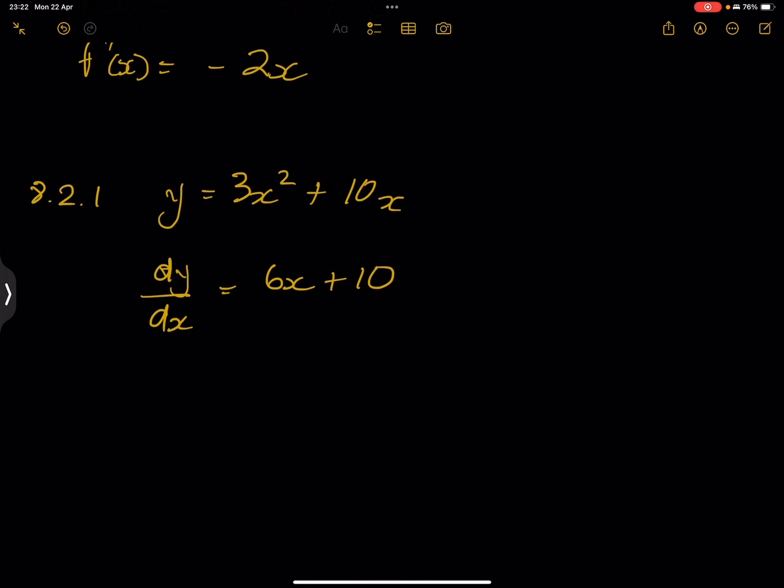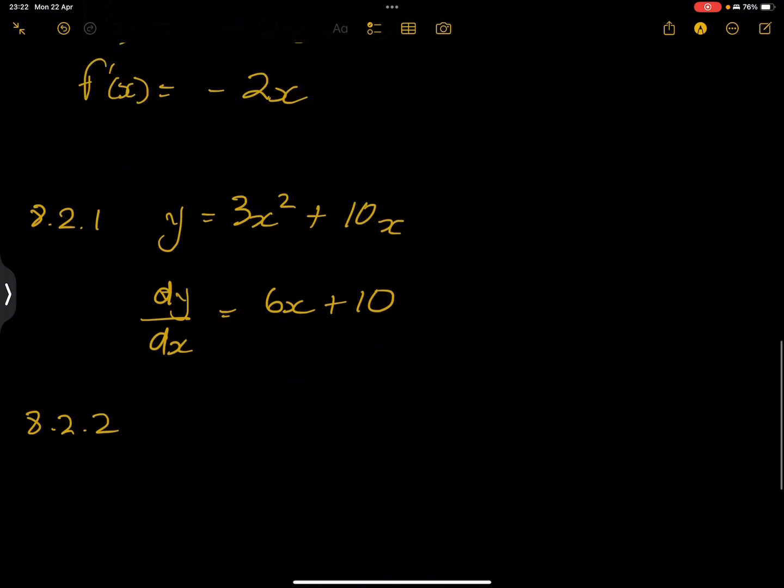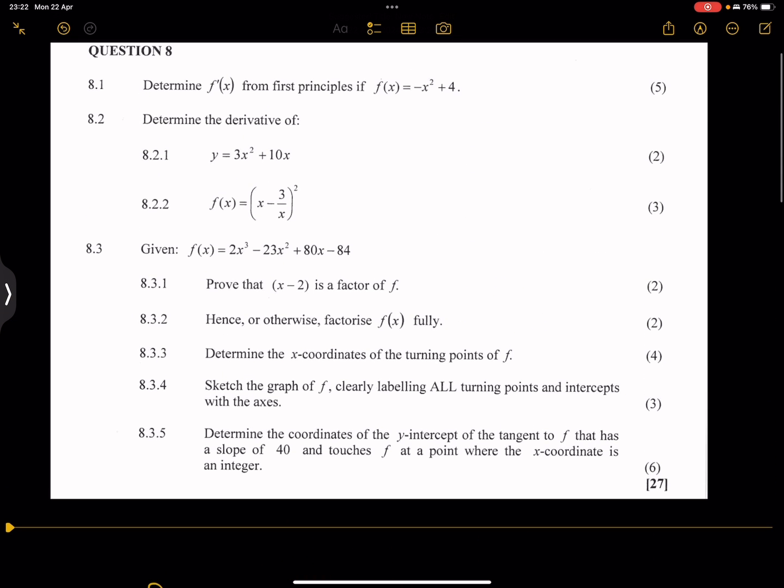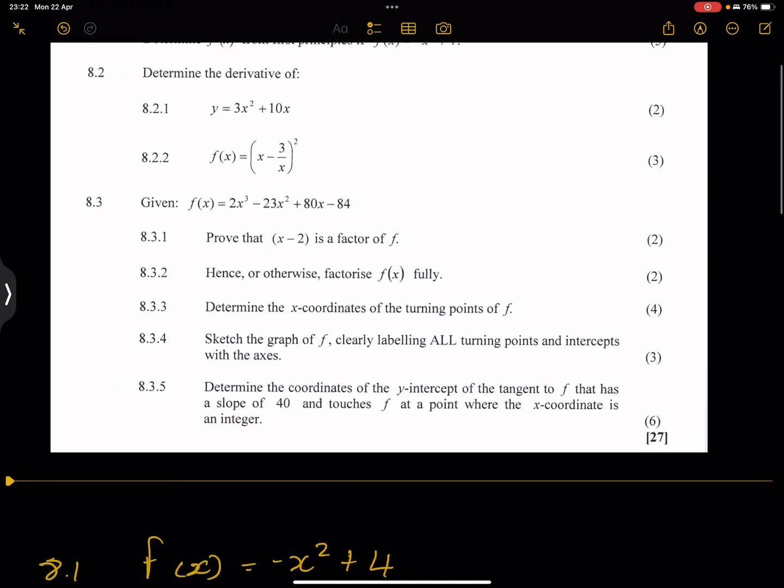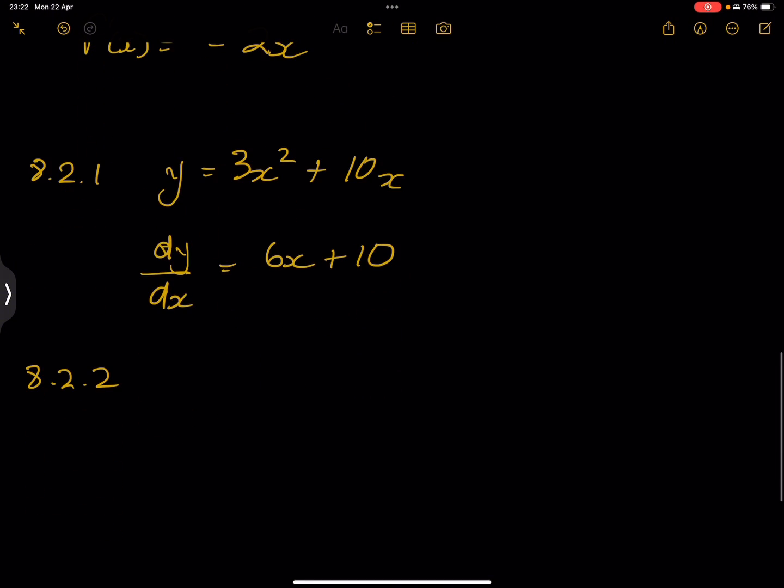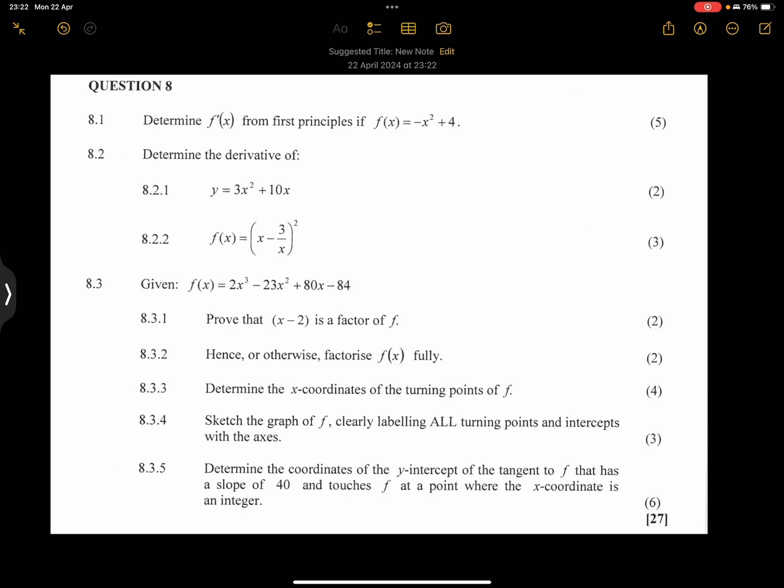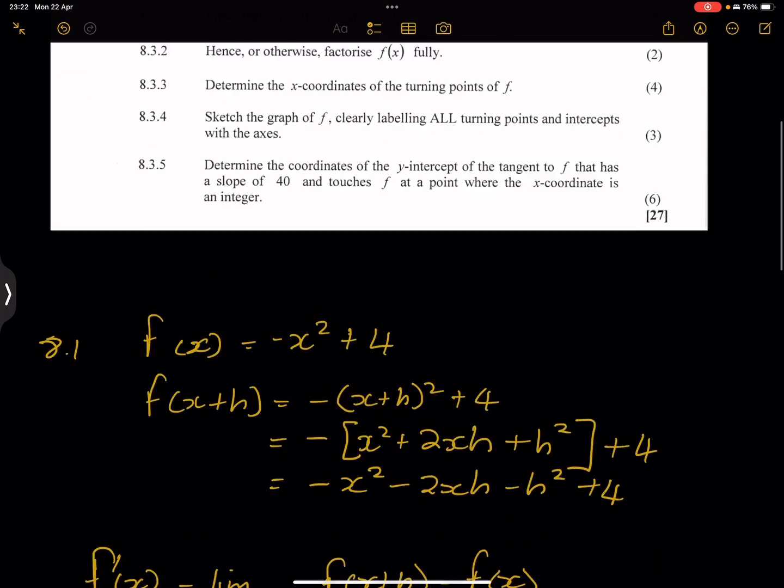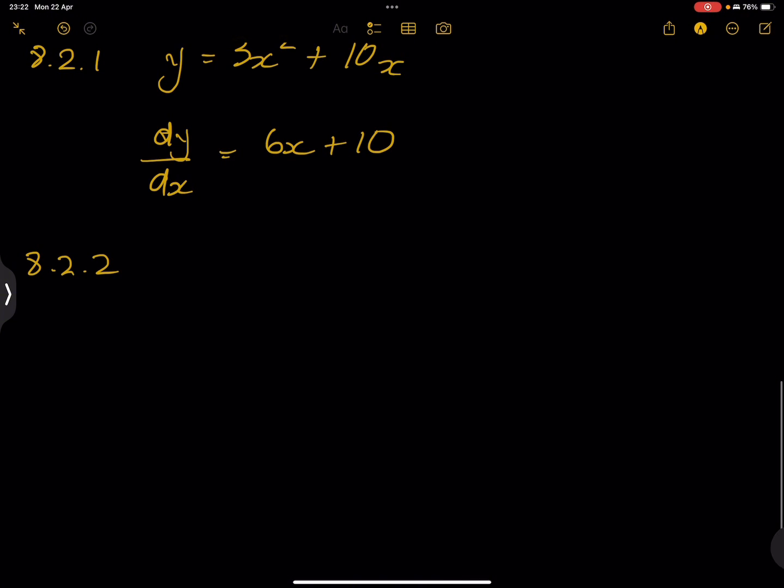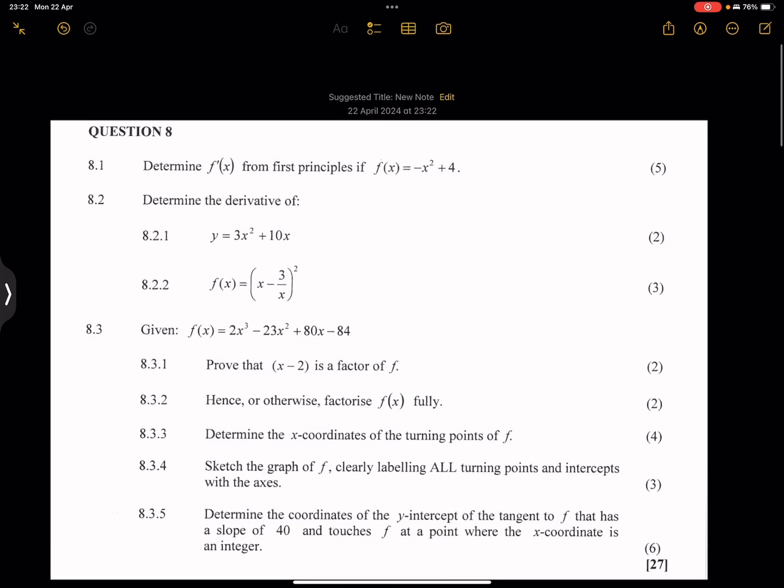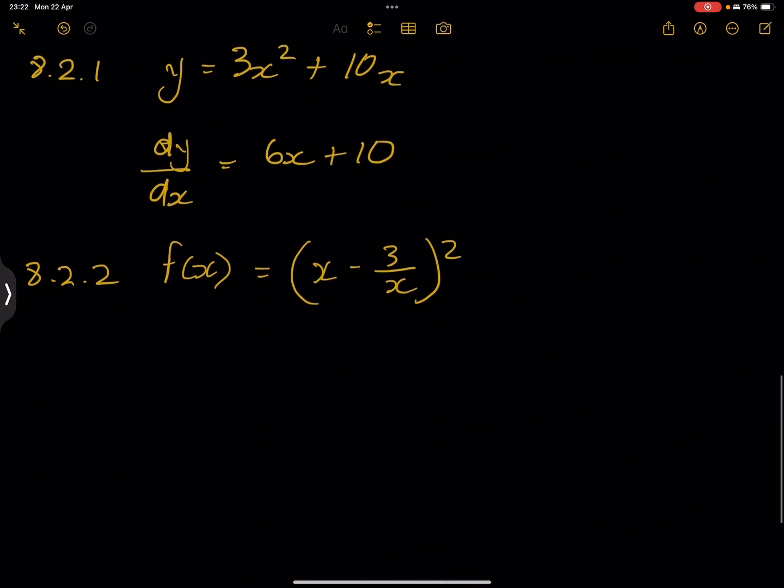Okay, and the next one, 8.2.2. So we are given, so that's 3x squared plus 10x. Okay, so the next one, they're giving us f of x, which is (x minus 3 over x) all squared. Okay, so that's f of x, which is (x minus 3 over x) all squared. Okay, am I correct? Okay, so there we are.